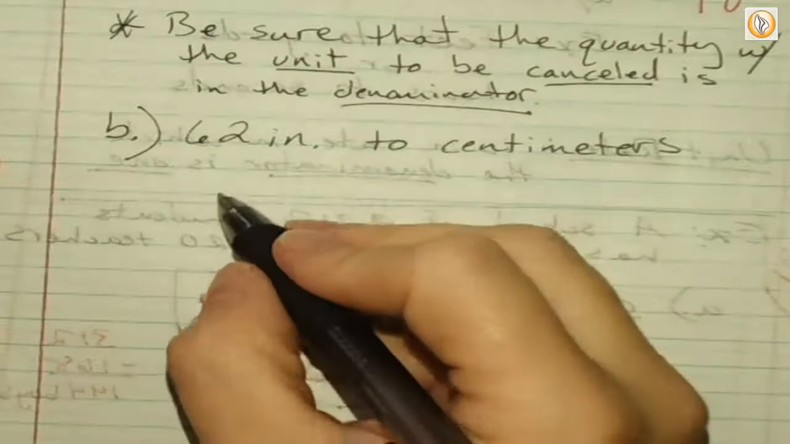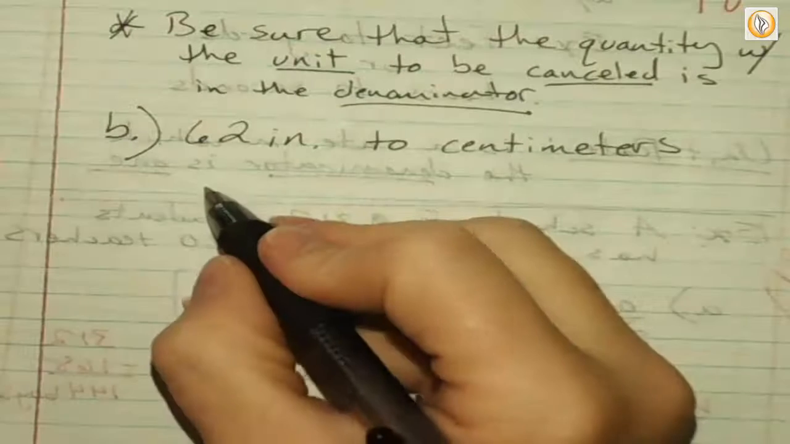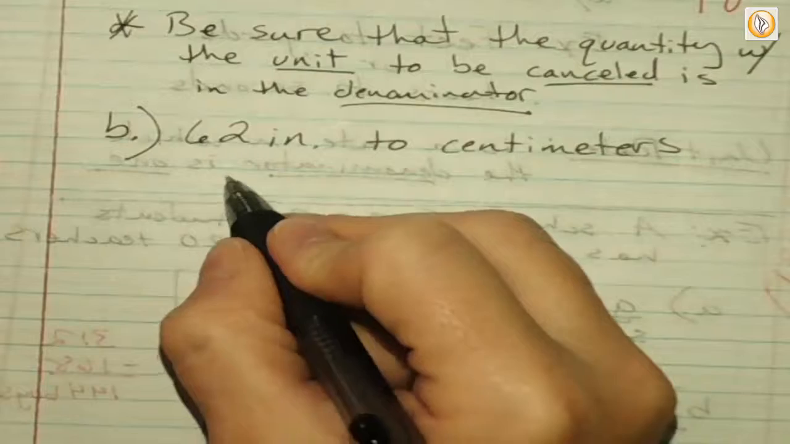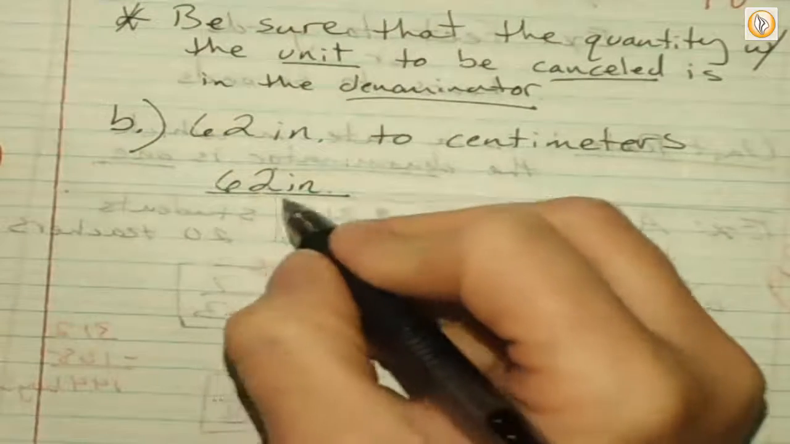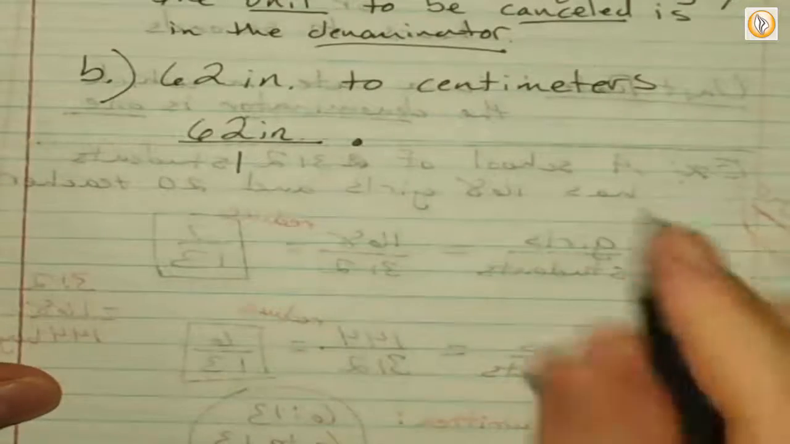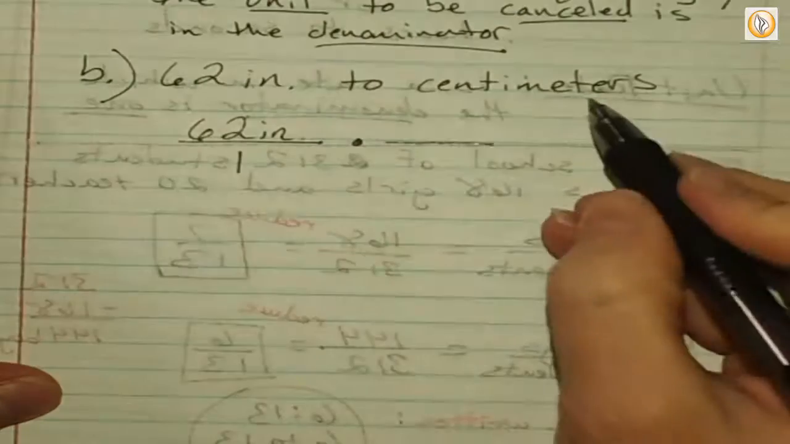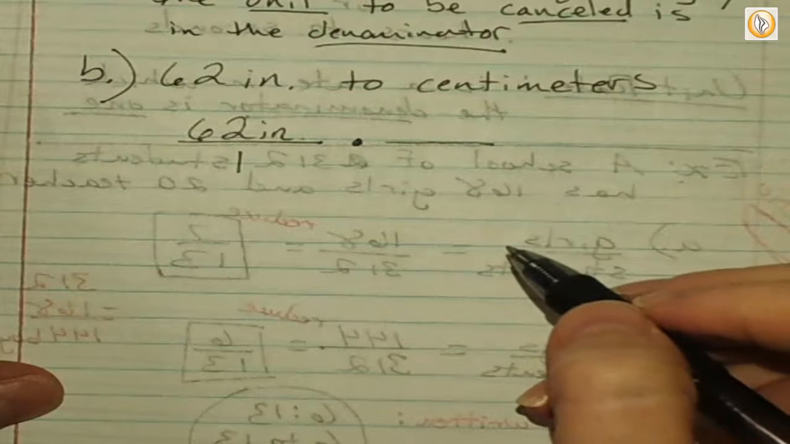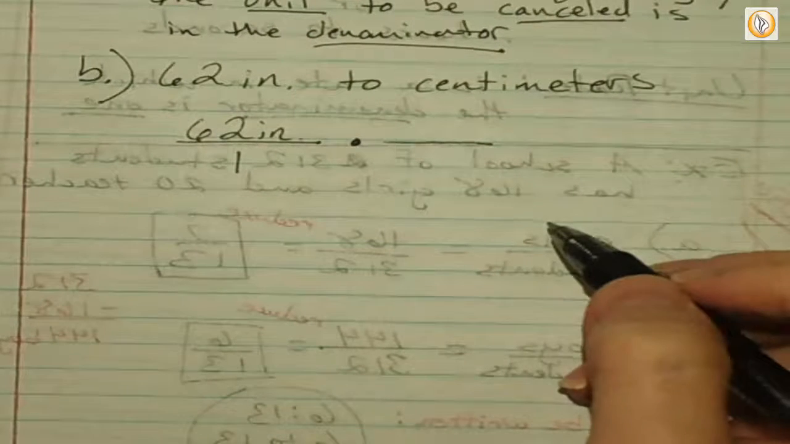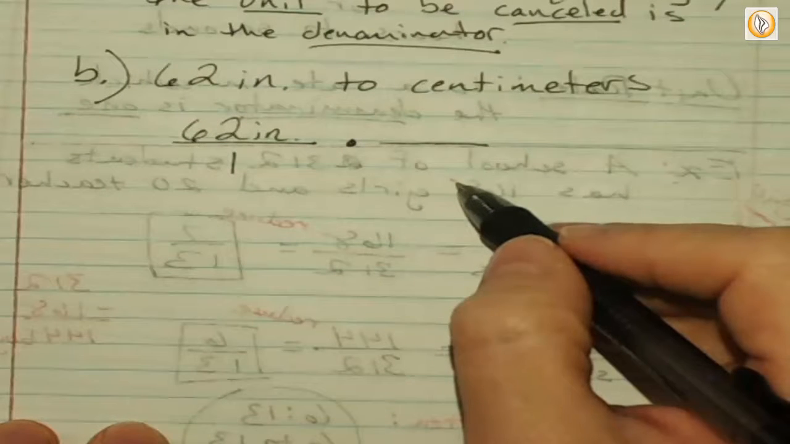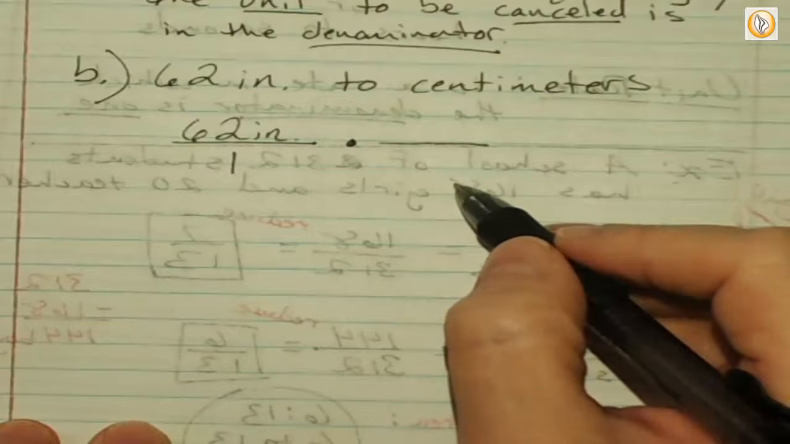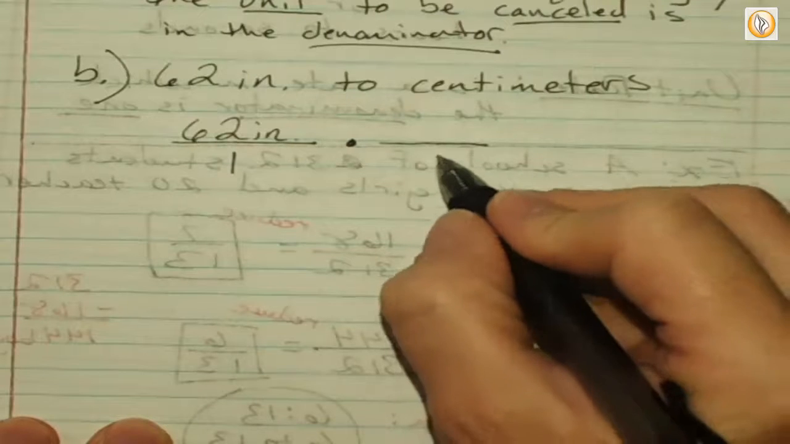Sophia, we're setting up our little proportion, our little fraction bar thing. What goes on top on the first one? 62 inches. That's right. What goes on the bottom? We're going to centimeters, so I want to say it's 100, right? No. What goes on the bottom? Do I put centimeters or inches on the bottom? Inches go on the bottom.